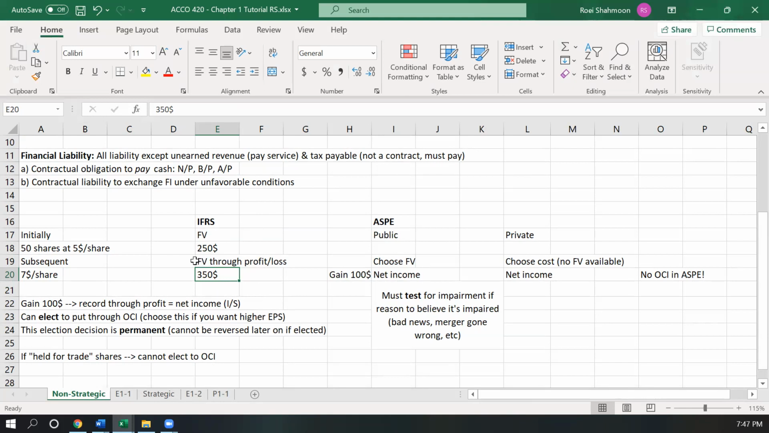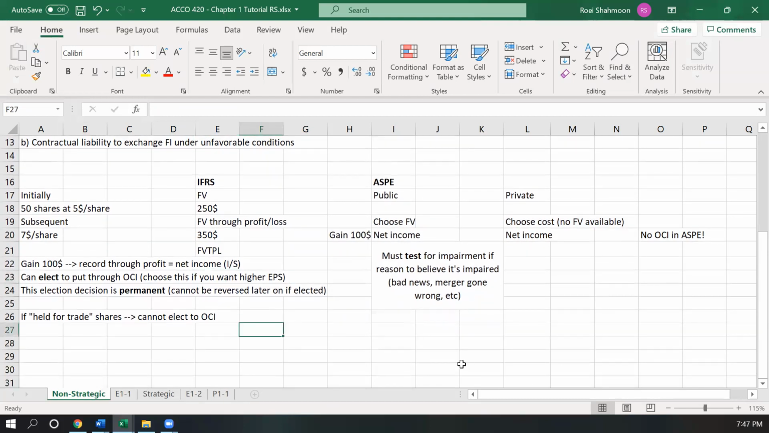Now, how do we account for this gain? Where does it go? With financial instruments, again, non-strategic investments, the gain will flow through fair value through profit or loss, called FVTPL. That's what it stands for. This is the method that you use under IFRS. That's the standard method to use. And what does that mean, guys? Super simple. This gain of $100, you're just going to see it on the income statement.